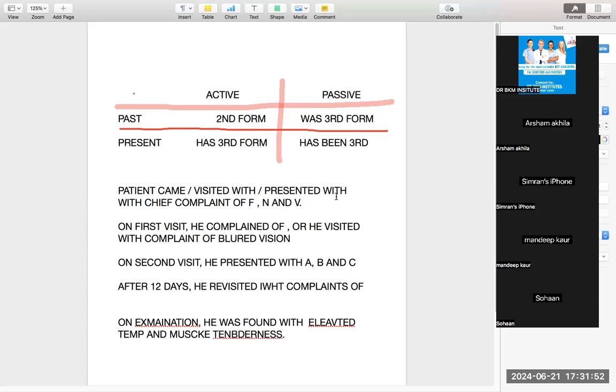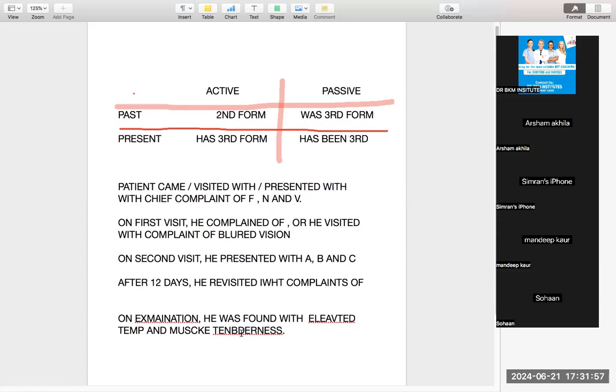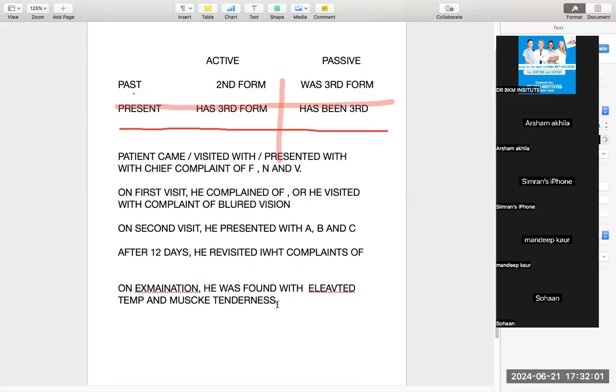So these are known as signs. Signs usually come with was plus third form because they are found by us. Examination is done by us. So that is the main thing that you have to remember.